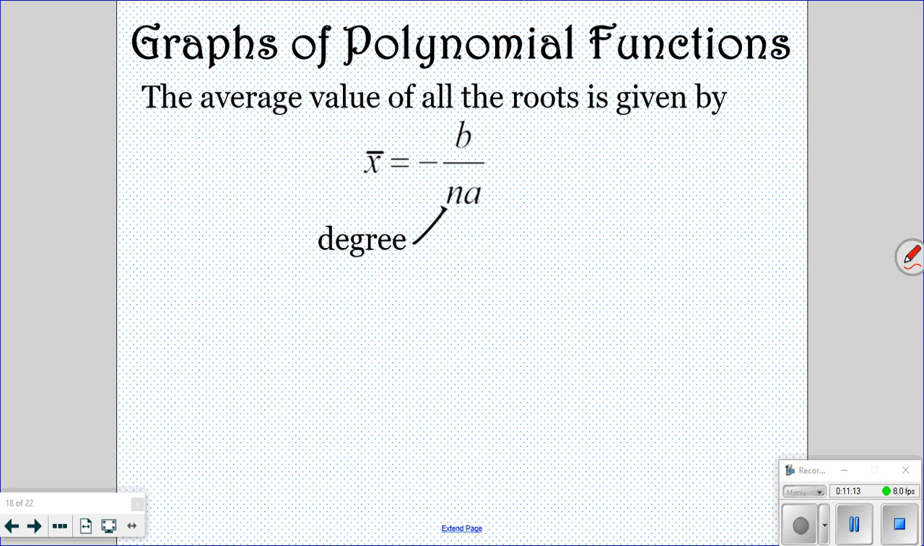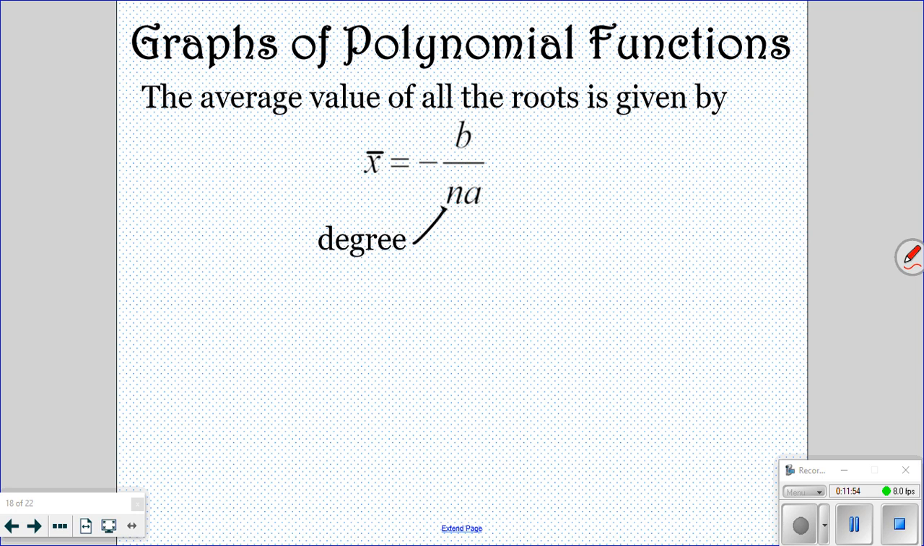So for the average value of all the roots given, it's by this formula, and it's read x bar, negative b over nA. N is the degree, whatever your highest exponent is. A is your lead coefficient, and then B is your second coefficient. So whatever is the next highest power, that coefficient is going to be your B.